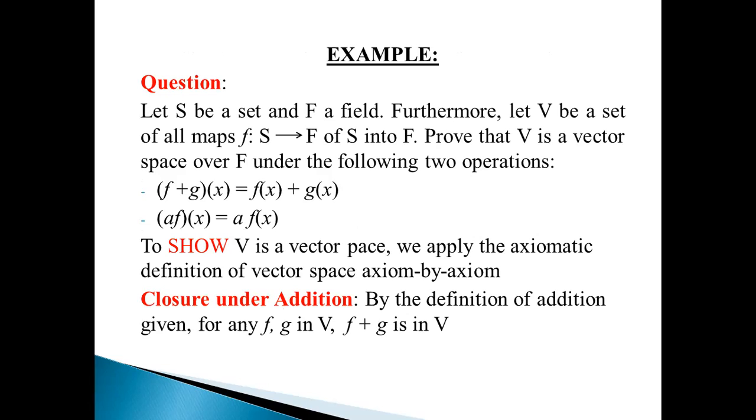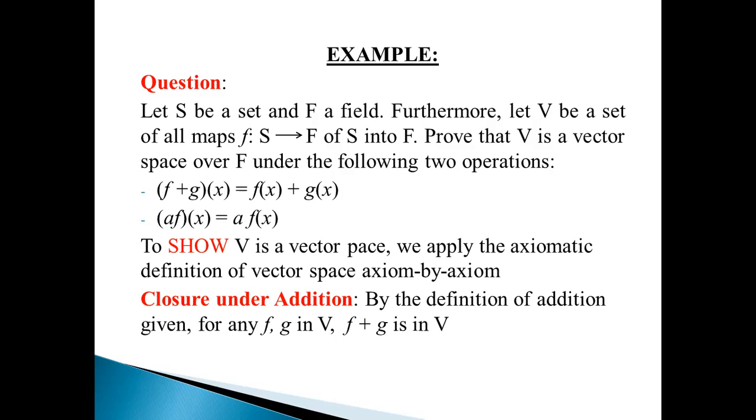We have here an example. We are given a set S and the field F. We are further told that V is a set of all maps from S into F, and we are required to show that V is a vector space over F under the following two operations. So they gave us the definition of addition and the definition of scalar multiplication.